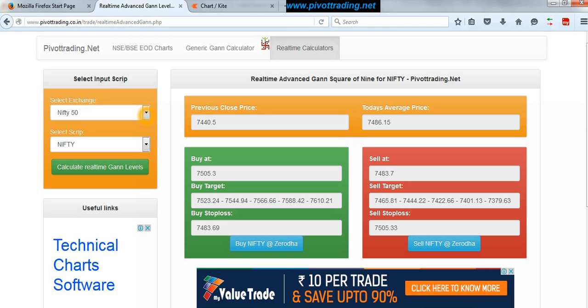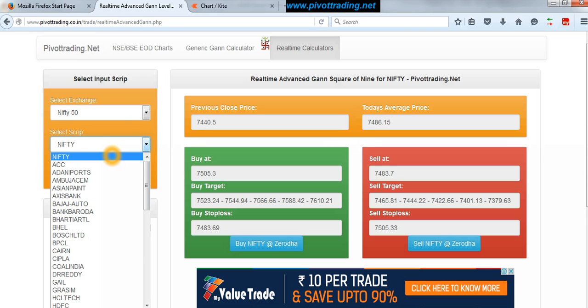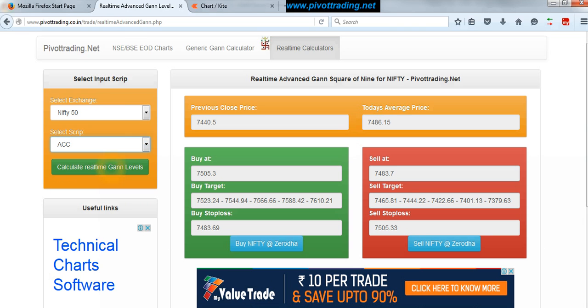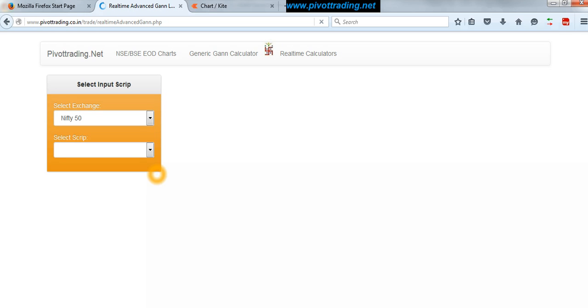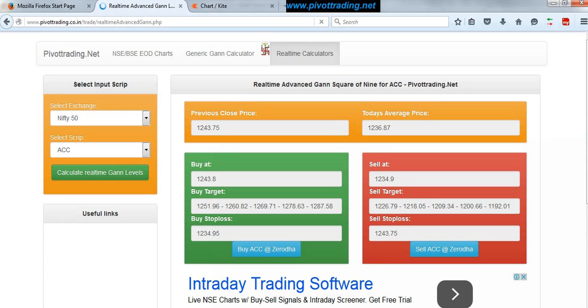What you have to do is just select an exchange from here, whether you want to deal in Nifty 50 or you want to deal in all scripts. Let's say we will keep it for Nifty 50 as of now. Here you can select the script, whether you want to find the levels for the Nifty or you want to find the levels for the scripts. Let's say we go for the ACC, click on the calculate real-time Gann levels. It will populate with these levels.